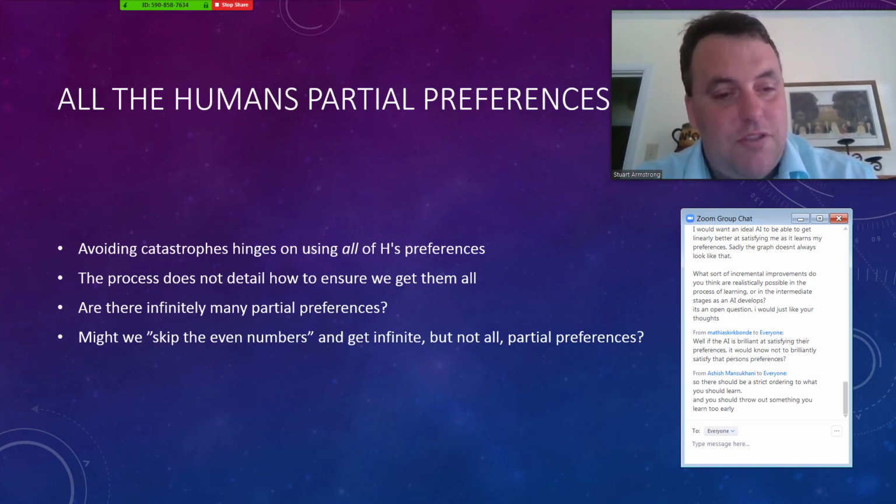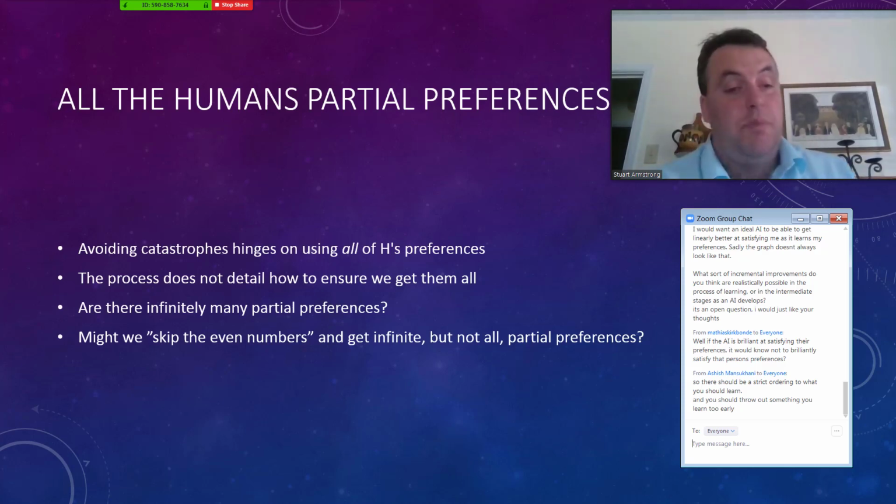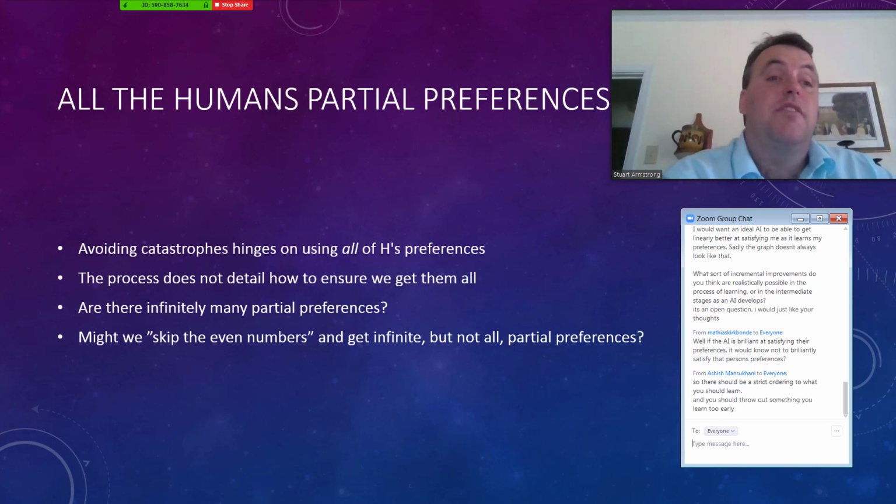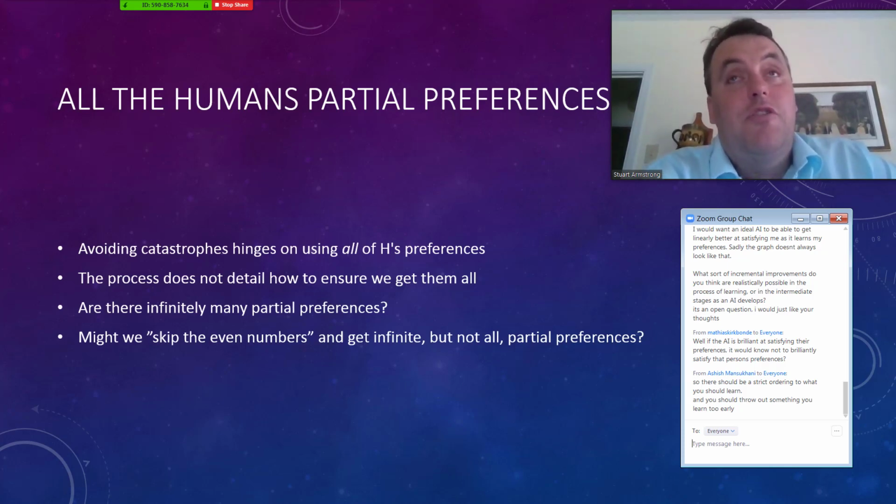So there should be a strict ordering to what you learn, and you throw out something you learn too early. Just naturally in the process of learning, the early stuff will get improved upon. The strict ordering on what you learn is just to prevent irreversible mistakes early on, when the AI doesn't have enough of our preferences.